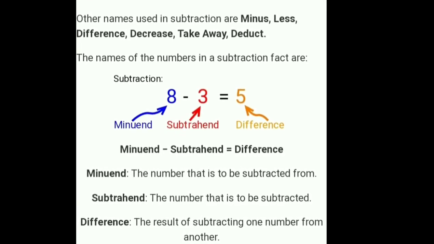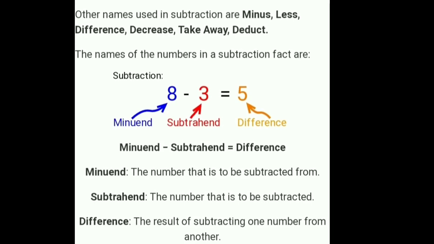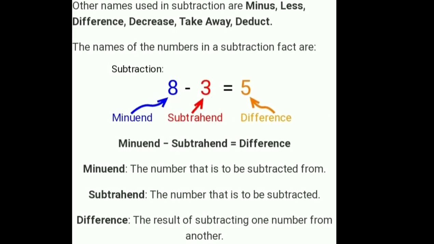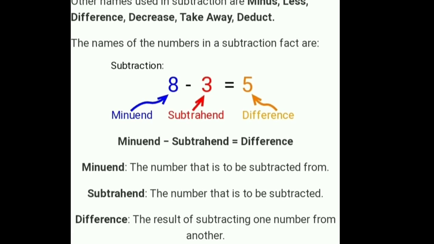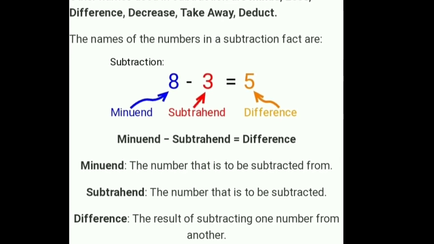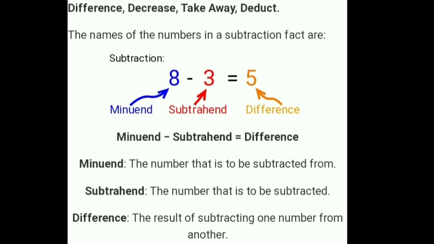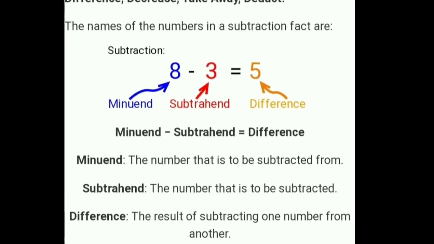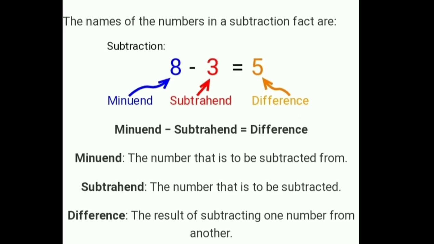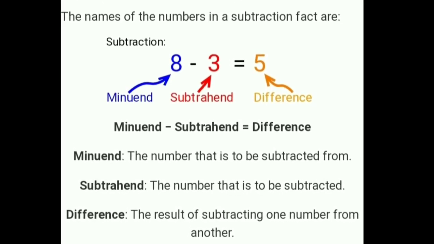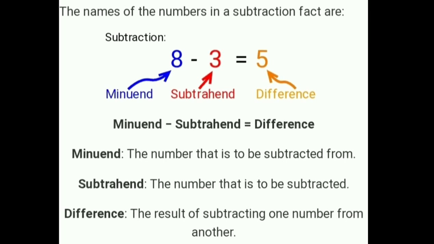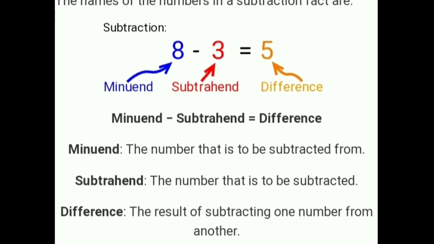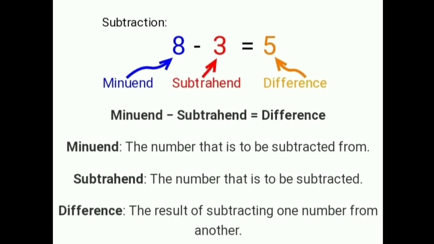Now subtraction also has different parts, that is minuend, subtrahend and difference. What is the minuend? The number from which we subtract is known as the minuend, whereas the subtrahend is the number that is to be subtracted, and the answer that comes in subtraction is known as the difference. So here 8 is the minuend, 3 is the subtrahend and 5 is the difference.